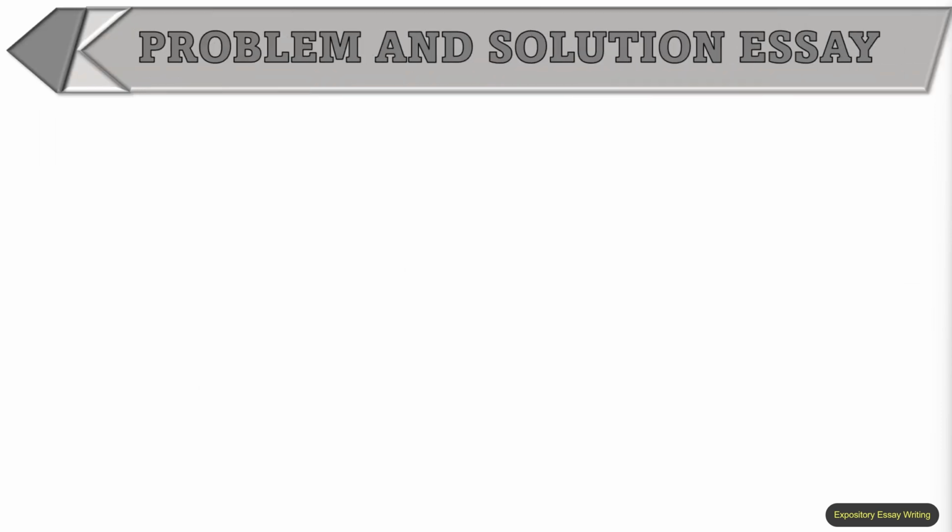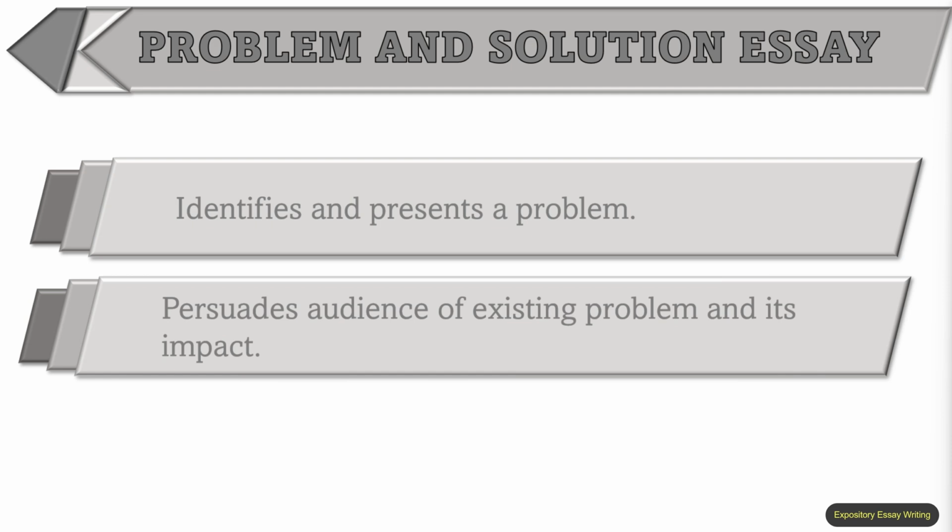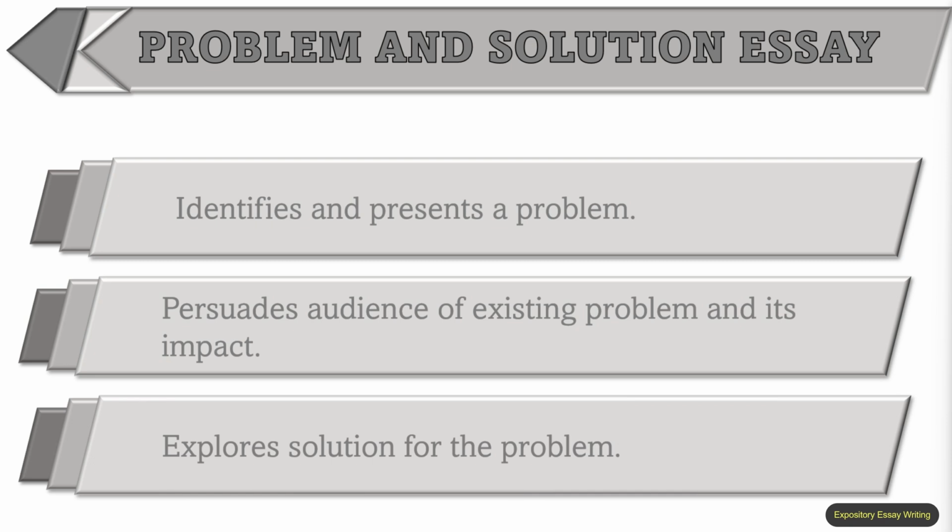In a problem and solution essay, your goal is to identify and present a problem which could be anything affecting your community, your town, or your workplace. However, the most important task for your essay is to convince your audience that such a problem does exist and must be dealt with immediately. And then you must explore possible solutions to deal with that problem, or else you will just be another voice in the crowd.